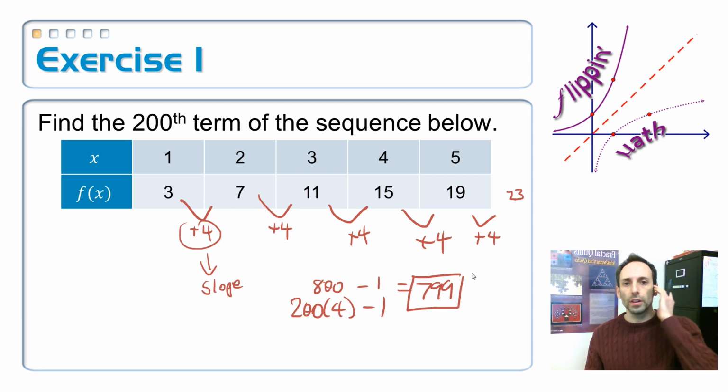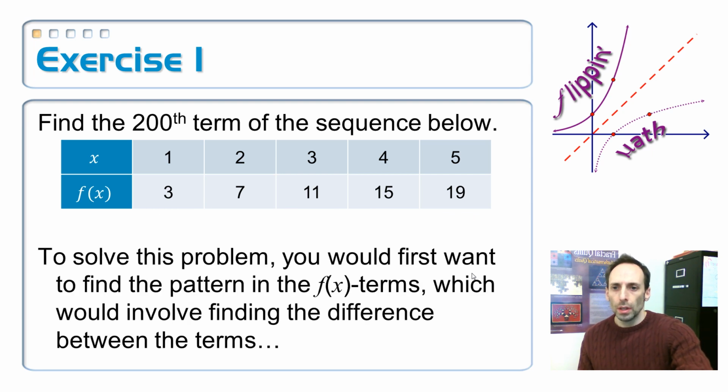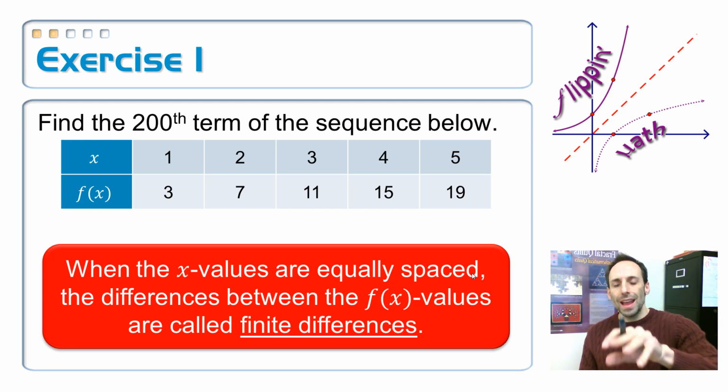And I didn't have to find all of the ones that came right before it. Okay. So when the x values are equally spaced, what that means is they're all going up by the same number. Look at our x values. It's going up by 1s. So these things are equally spaced. Then the difference between the y values, or the f of x values, are called finite differences. I'm seeing what they increase by.